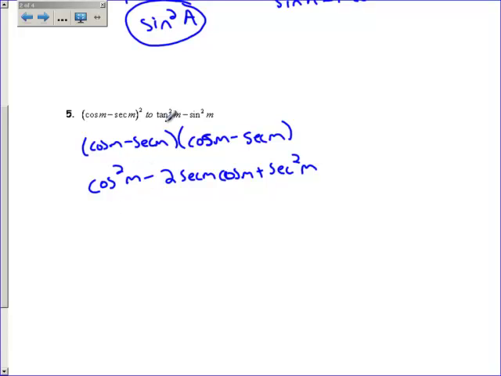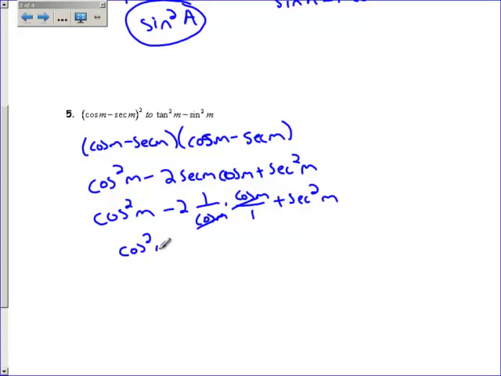Now let's see, we're trying to turn this into tangent squared minus sine squared. Let's look at this middle term here. Secant and cosine happen to be reciprocals of each other. So I have cosine squared m minus 2 times 1 over cosine m times cosine m over 1 plus secant squared m. So what happens here is those cosines cancel, and I'm left with cosine squared m minus 2 plus secant squared m. Now here it appears we're in trouble because we don't even have a tangent or a sine.